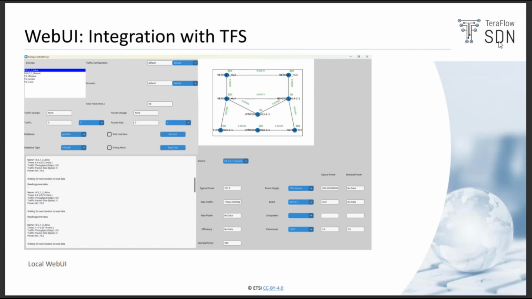And then the last one, in the bottom right, we have the static data. So we select which router we want to obtain the static data from, and it's going to consult the database and display it here.